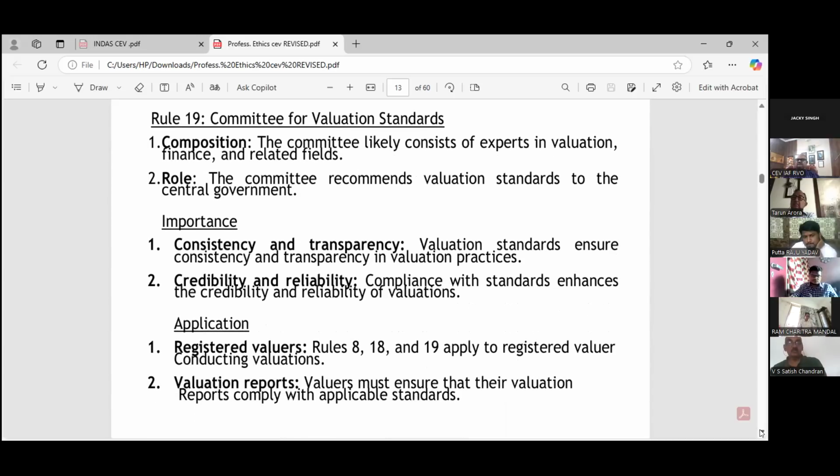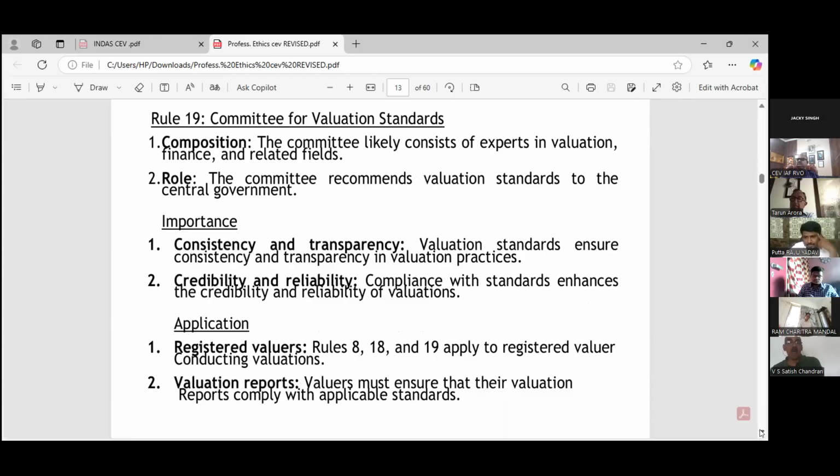Then what is the importance? With the committee on valuation standards, consistency and transparency should be maintained. The valuation standards should ensure consistency and transparency in valuation practice. Credibility and reliability: compliance with the standards enhances the credibility and reliability of the valuation profession. Application.